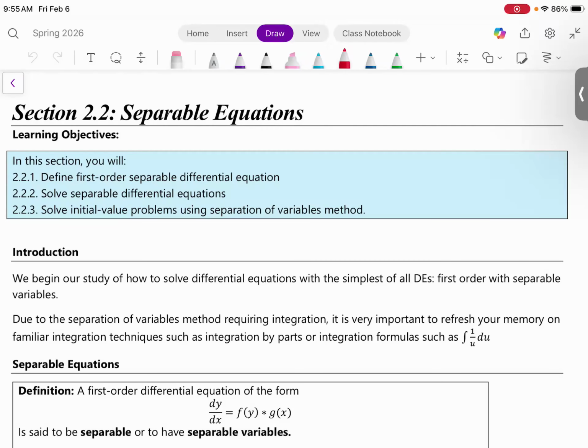Hi everybody, welcome to this section 2.2 video, and in this section we're going to be covering separable equations.